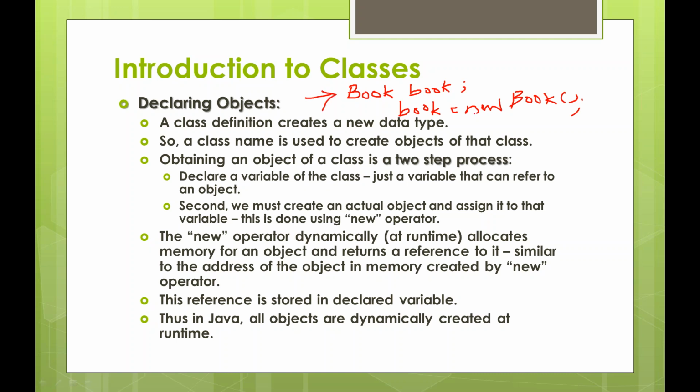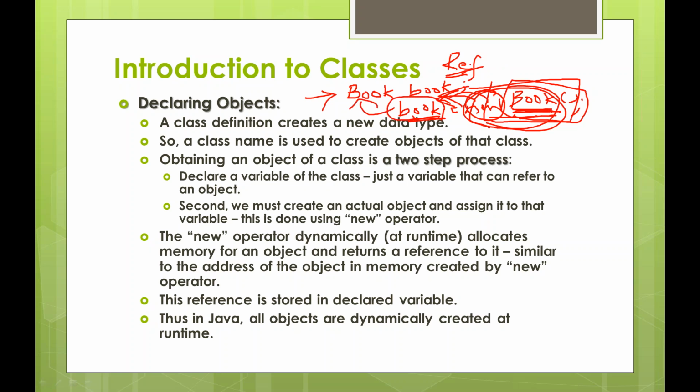First, what we do, we will create a variable, then an object, and assign a reference to that object. The reference returned by new after creating an object of Book is similar to the address of the memory location where this particular object is created. It can be stored in a variable of the same type. Book is a type. It returns a reference of type Book, which can be stored in a variable of type Book.